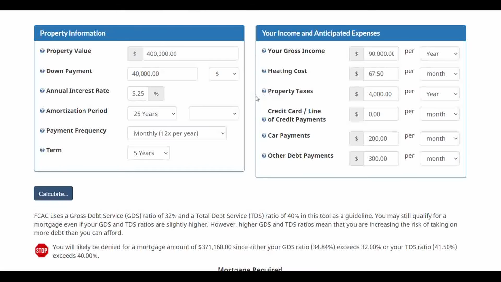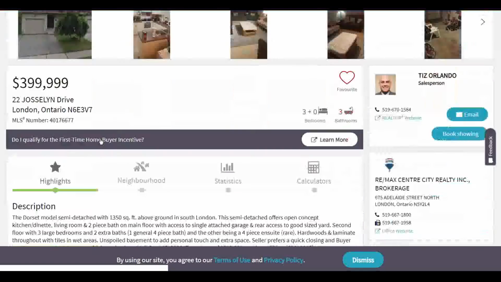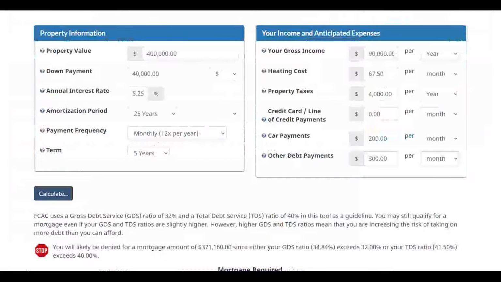Property taxes. So where do you get a property tax from? We took a look here, and there was no property tax information. So what the institutions will do is they'll use 1% of the value of the property. So 1%, the annual property tax here would be $4,000.